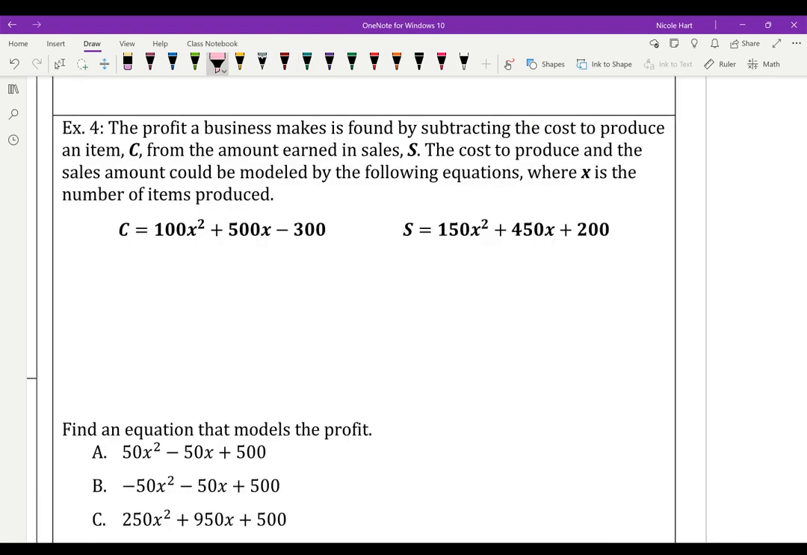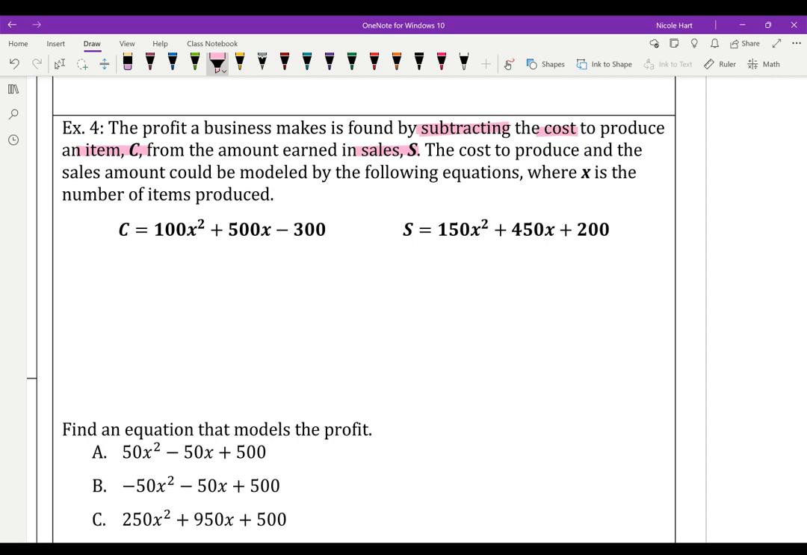So we're going to take this word problem, and we're going to highlight key information and try to decipher how we're supposed to set up our equation. So it says the profit a business makes is found by subtracting, so we know we're going to be subtracting, the cost to produce an item, which is C, from the amount earned in sales. So the cost to produce is 100x squared plus 50x minus 300. And then the sales is 150x squared plus 450x plus 20.